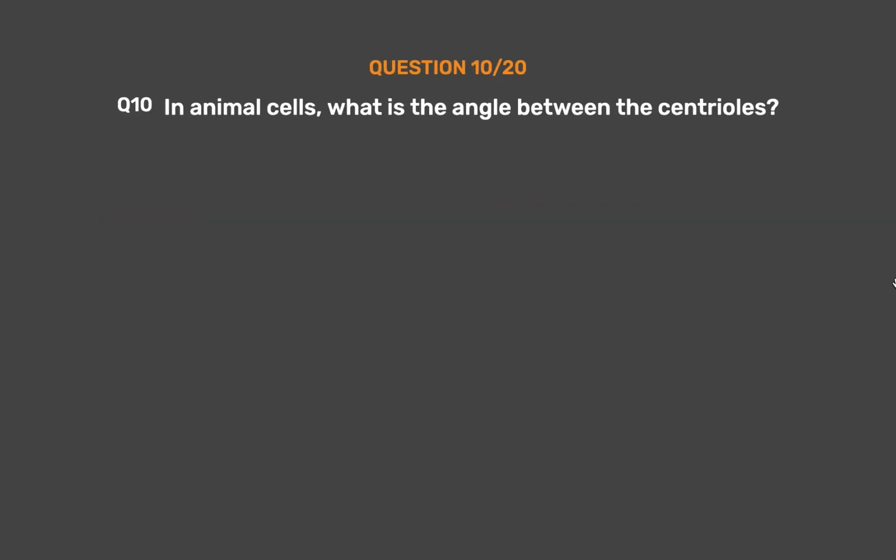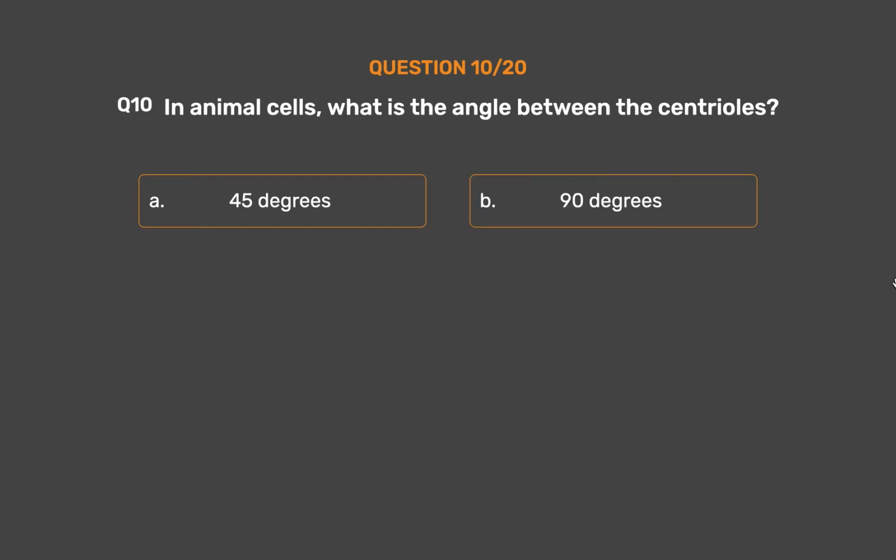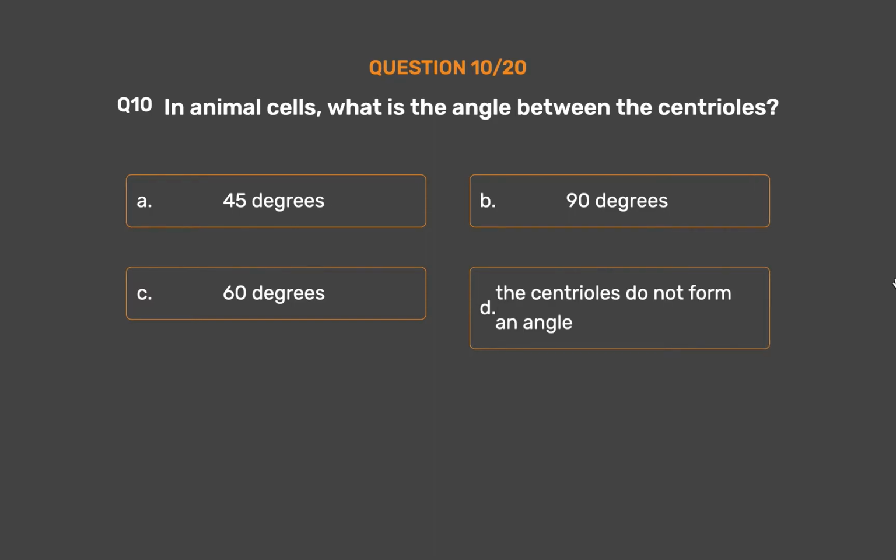Question number 10. In animal cells, what is the angle between the centrioles? Option A, 45 degrees. Option B, 90 degrees. Option C, 60 degrees. Option D, the centrioles do not form an angle.